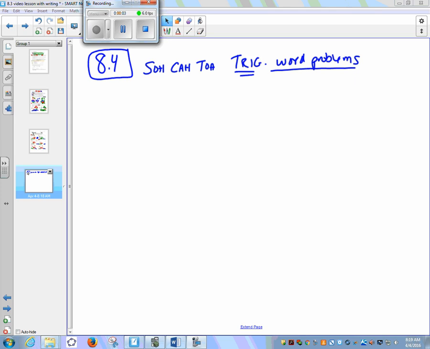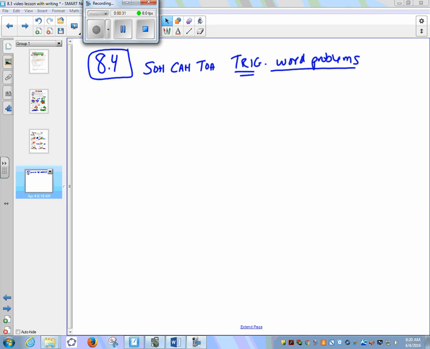Okay, so 8.4 is basically going to be applications of trigonometry. So it's still SOHCAHTOA. You just did those 3 word problems at the bottom and you had no problem with them. It's still SOHCAHTOA. There's just 2 vocabulary words that you need to be familiar with, because you're going to see them. They weren't in those problems you just did, but you're going to see them in problems in the future. Okay, so it's basically word problems.